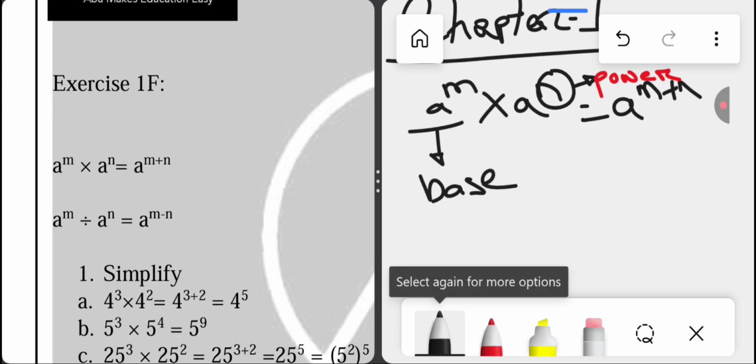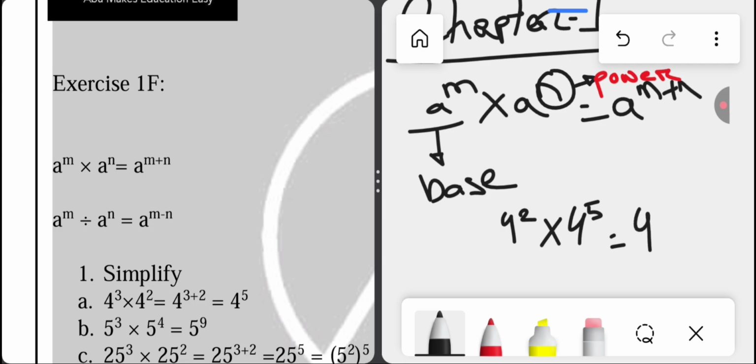For example, here see 4 square into 4 to the power 5, which will give us 4 to the power 2 plus 5, which is equivalent to 4 to the power 7. See, this is how the formula works. When the bases are the same, it doesn't matter what the power is.